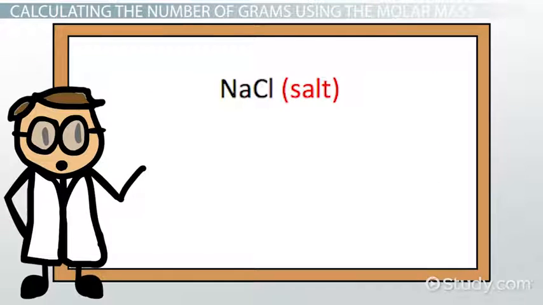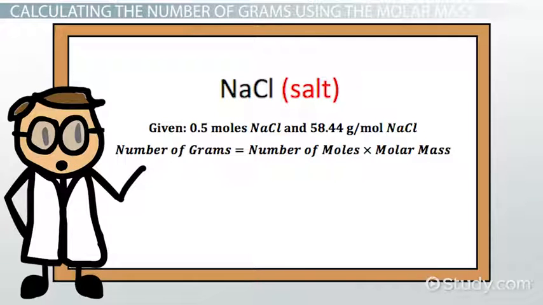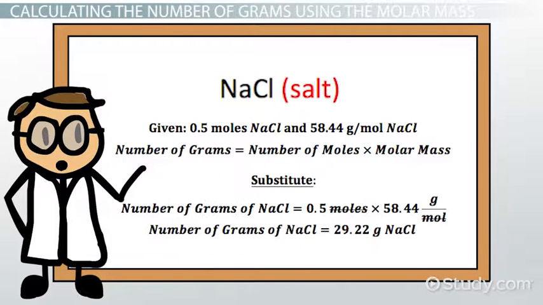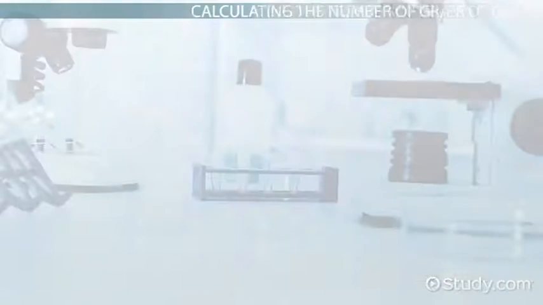What if we want to get the weight of 0.5 moles of salt, or sodium chloride, in grams? The molar mass of salt is 58.44 grams per mole. When we multiply these two together, we find that the mass of 0.5 moles of salt is 29.22 grams.